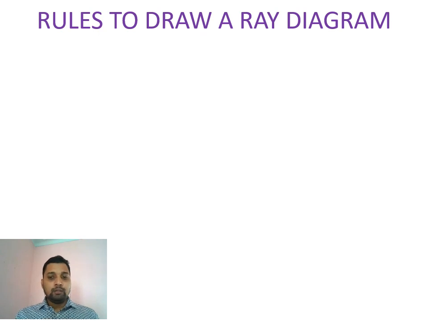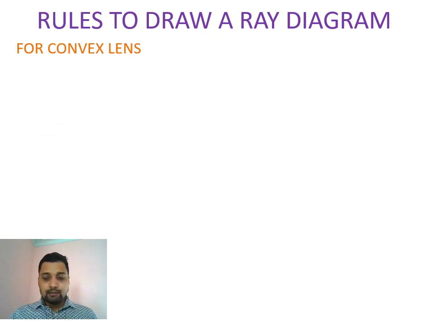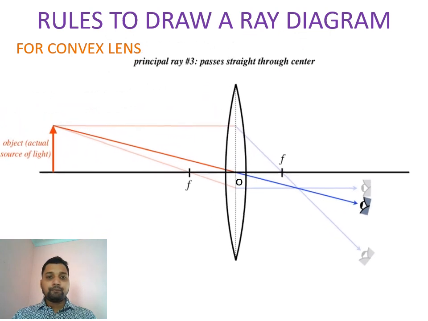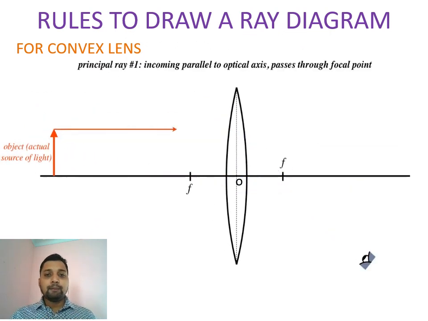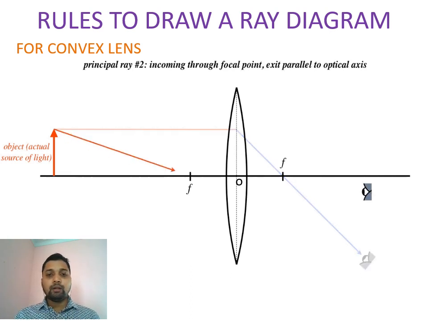To draw a ray diagram for a lens, we have to follow some rules. If you look here, in the case of a convex lens, the first rule is that a ray of light parallel to the principal axis, after refraction through the lens, passes through the focus.